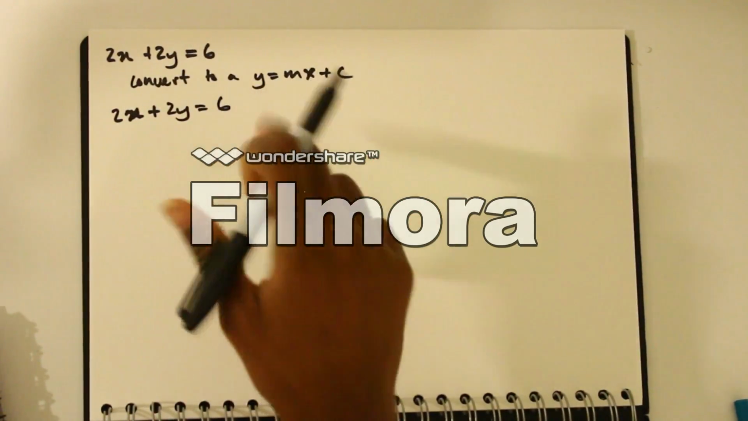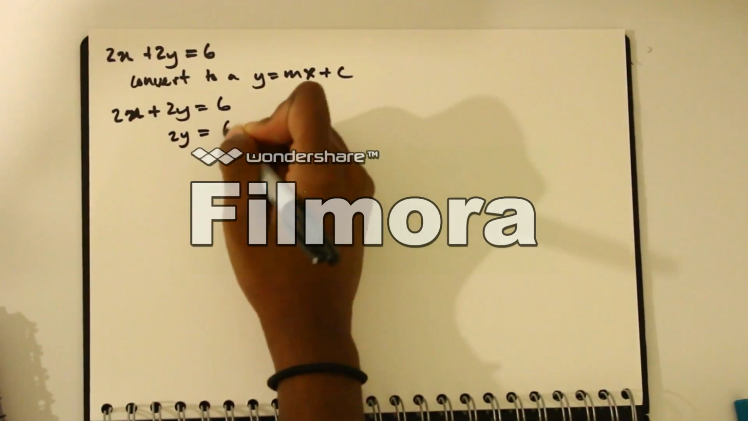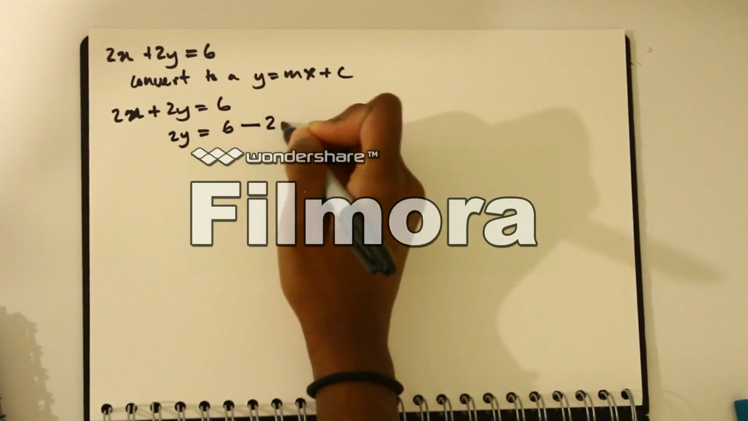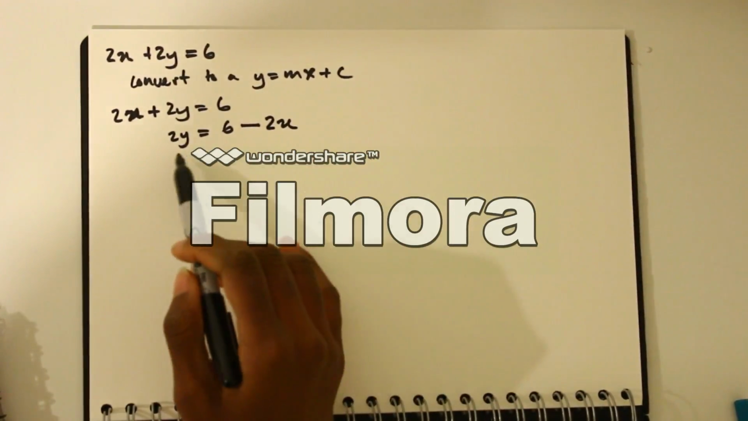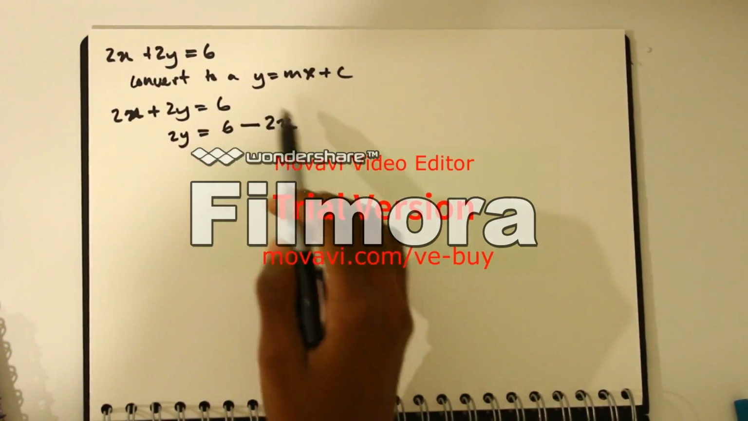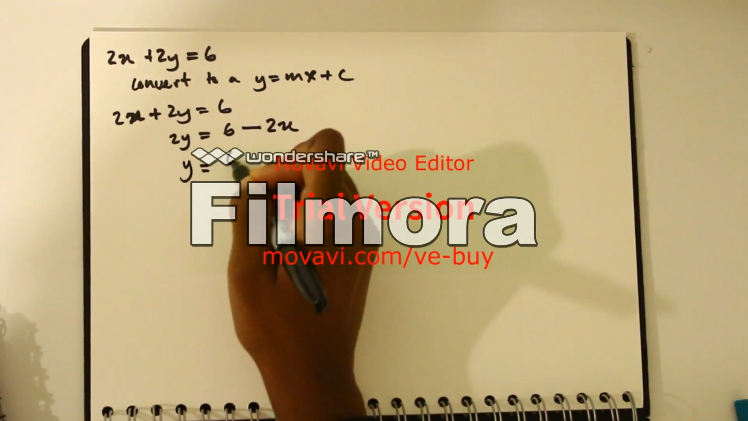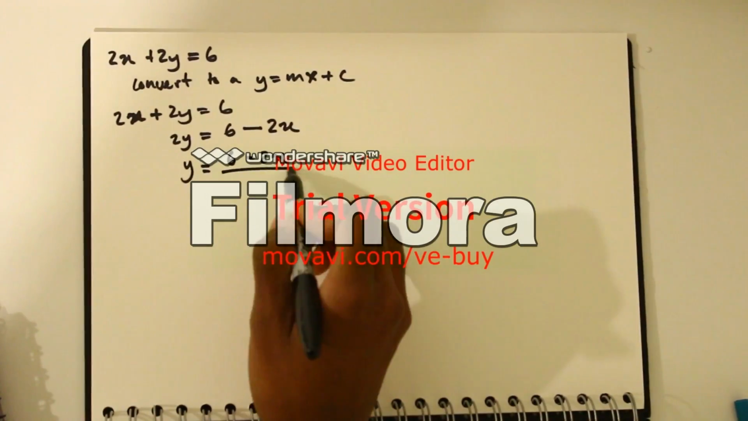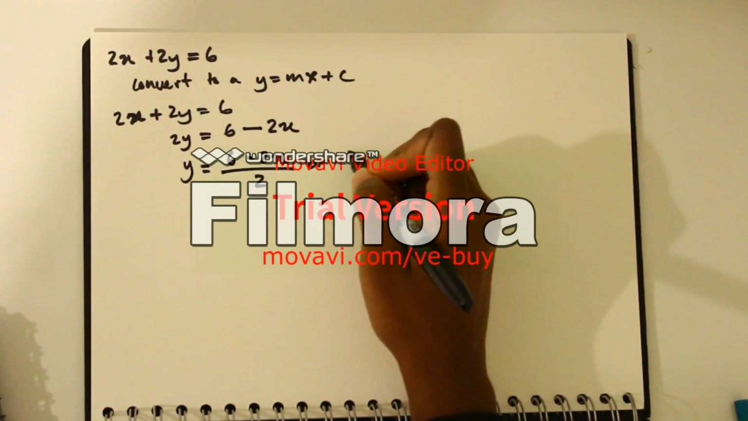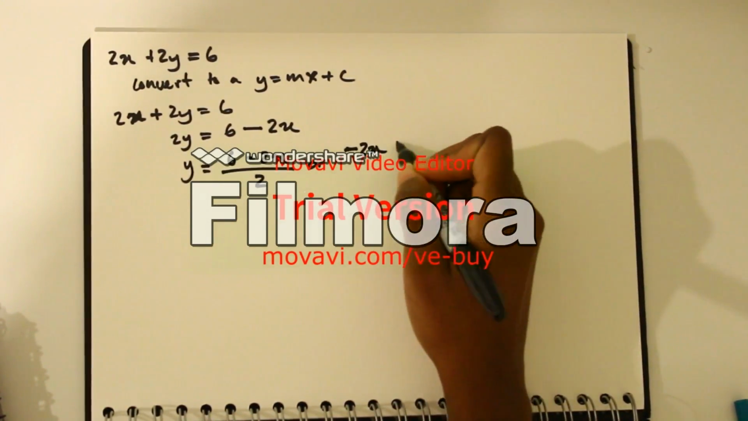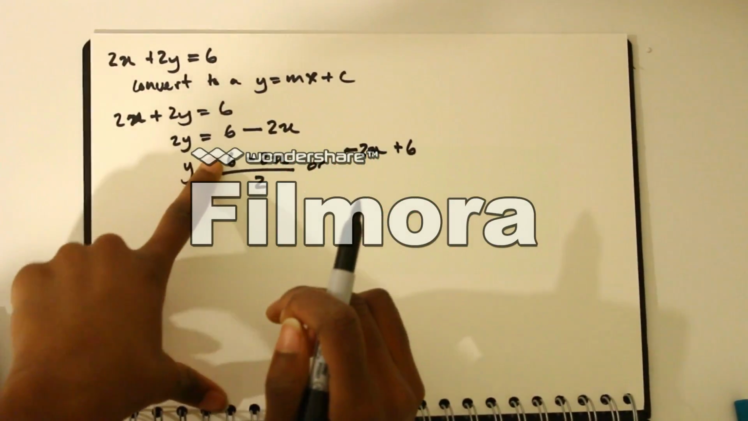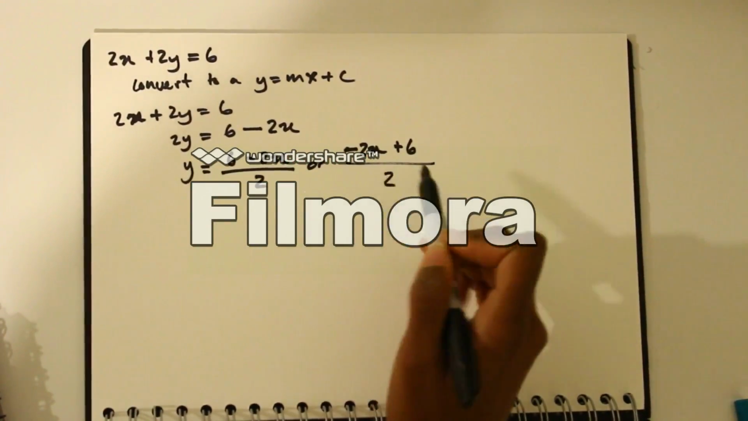The equation that we have is 2x plus 2y equals 6. So to rearrange it, we say 2y equals 6 minus 2x. Now, to find y, you have to divide 6 minus 2x by 2, which is the same as saying minus 2x plus 6 divided by 2.